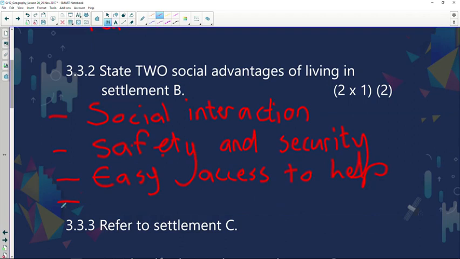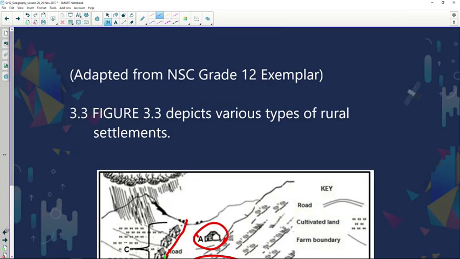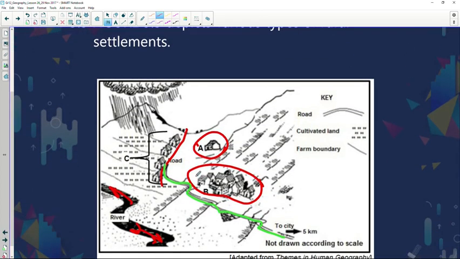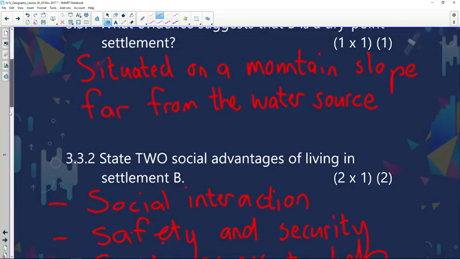Now what they can do as well, they can share ideas and they can share equipment. So there's quite a number of advantages of people living in a settlement such as B. They can share ideas and they can share their equipment. Obviously, it's going to be much safer if there's an emergency, they are close to someone, and there's social interaction between them. Okay, so let's quickly have a look at the next question.